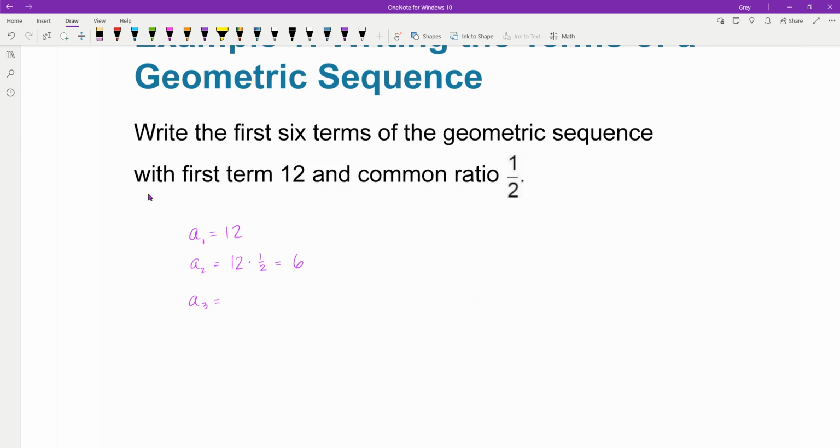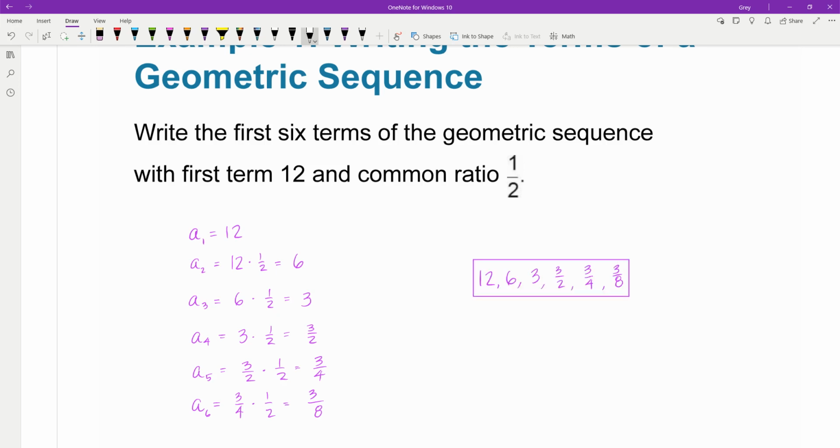A sub 3 is 6 times 1/2. You take the previous term and multiply by 1/2 to get the next term. So that's 3. A sub 4 is 3 times 1/2. A sub 5 is 3/2 times 1/2, which is 3/4. And then a sub 6 is 3/4 times 1/2, which is 3/8. So our 6 terms are 12, 6, 3, 3/2, 3/4, and 3/8.